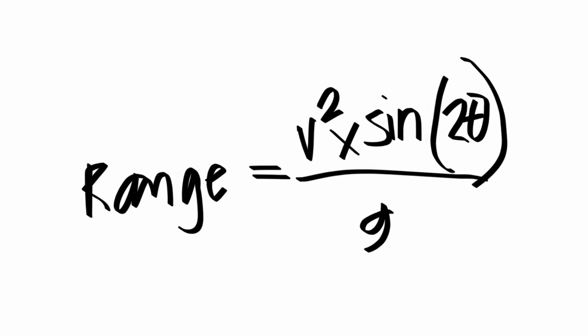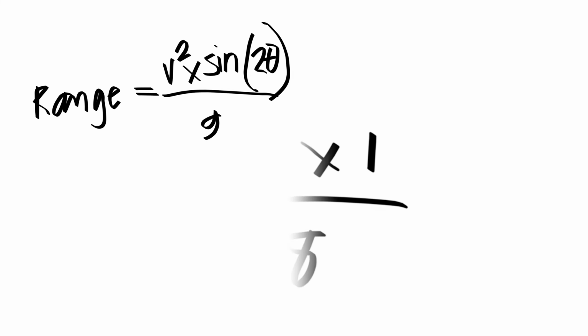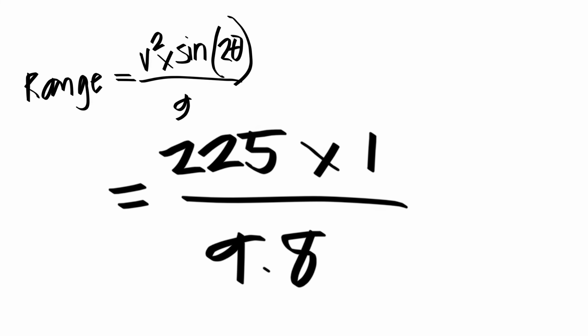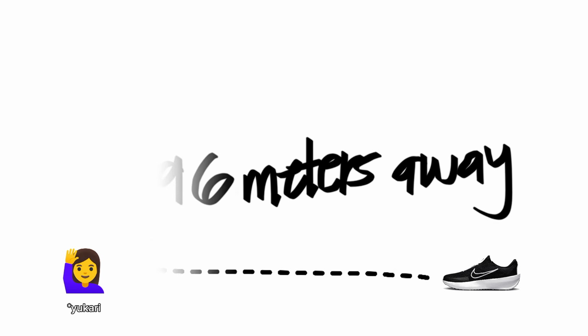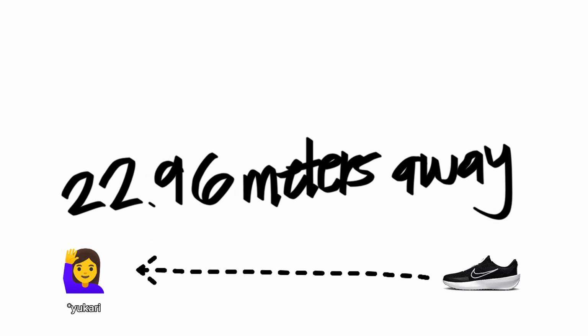And for the last one, let's find the range, how far the shoe flies. So to do this, we use the formula for getting the range. 225 over 9.8 is equal to 22.96 meters. So the shoe lands 22.96 meters away from the thrower.